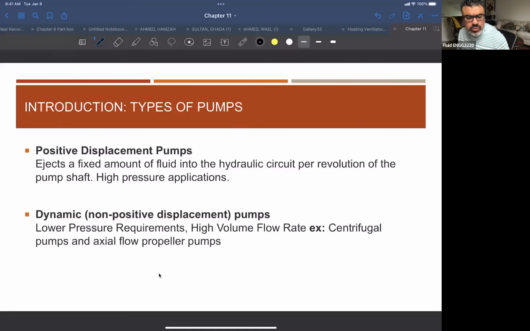The rotodynamic pump, or dynamic non-positive displacement pump, is used for relatively lower pressure requirements, relatively lower, but again it can vary over a wide range of pressures and flow rates. As I'm going to explain in a later slide, with the dynamic pump you can sometimes even build up pressure inside without really delivering the fluid outside. So it can withstand a blockage at the exit of the system.